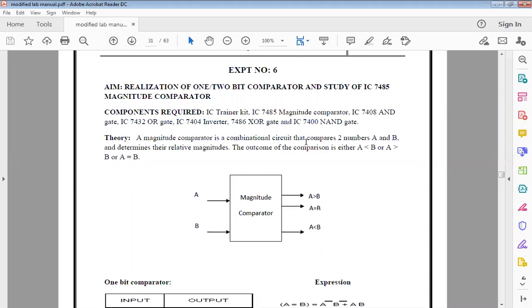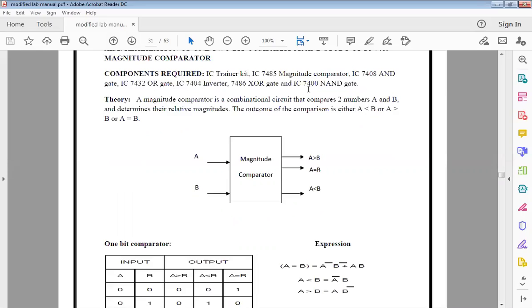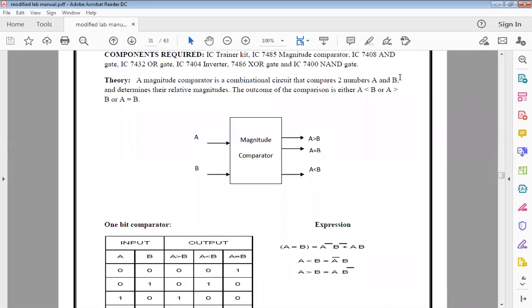A magnitude comparator is a combinational circuit that compares two numbers. Let us consider A and B as two numbers. It compares the values between both of them and determines their relative magnitude. This is going to be our result. Ultimately it is checking whether these conditions are validated, and whether one of these outputs is true.